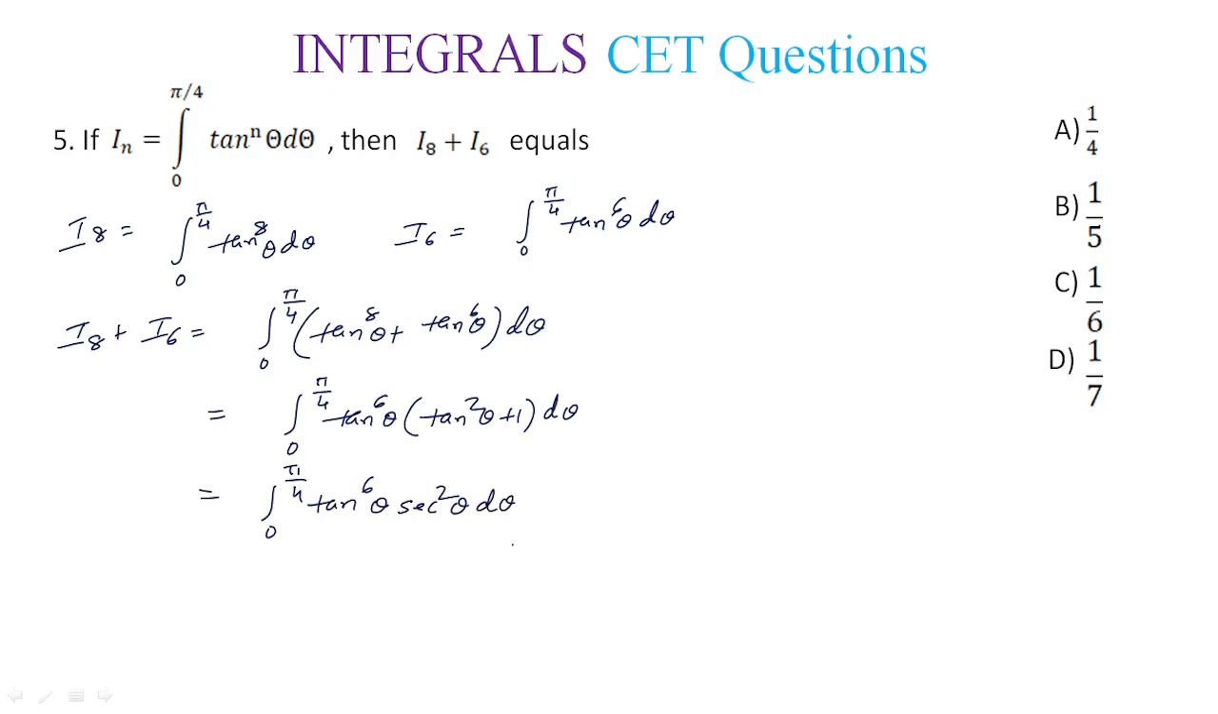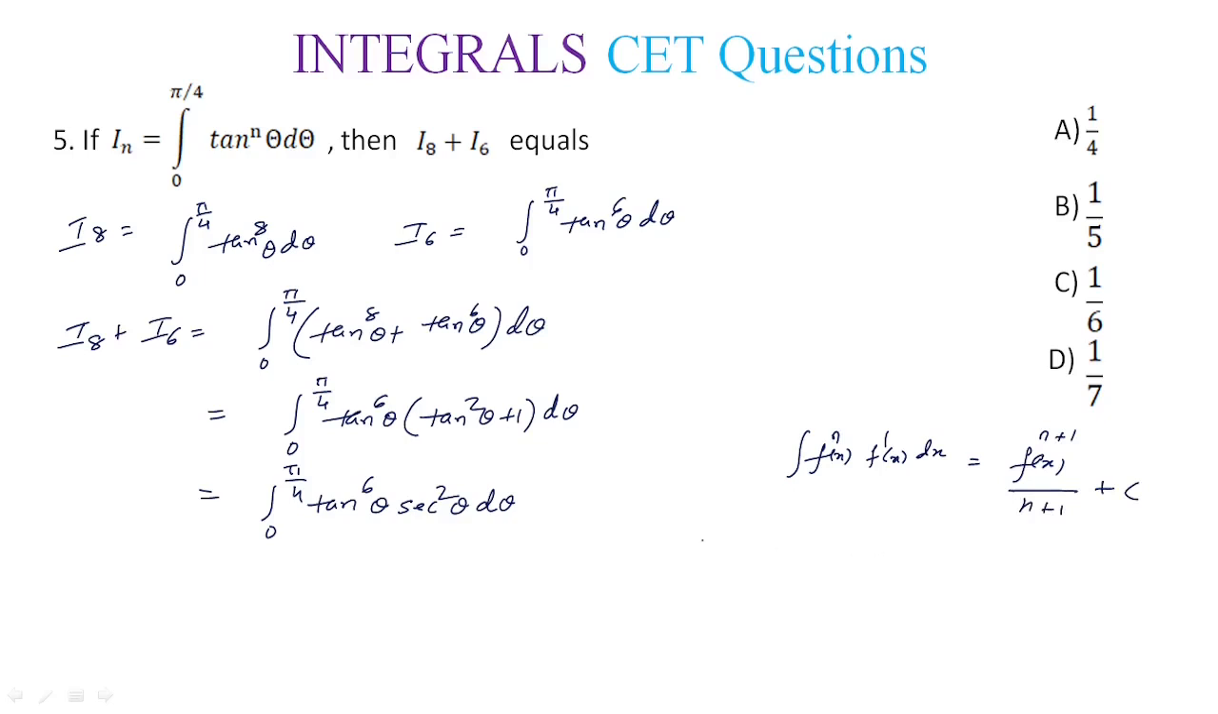Now to integrate this, let me tell you one shortcut method. Suppose a function is of the type integration of f of x into f dash of x dx, one function into its differentiation. So this answer is what? This is f of x to the power n into f dash of x into dx. Its integral is f raised to n plus 1 upon n plus 1 plus c. You may remember this as a shortcut method.